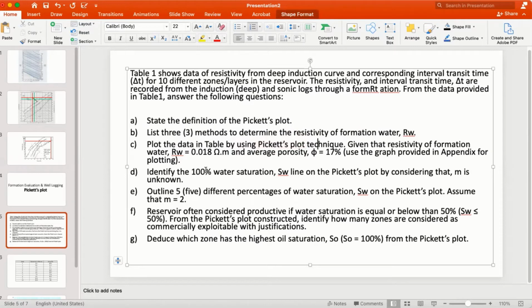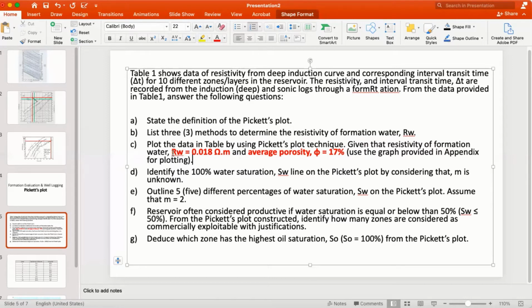Then, given the water resistivity, this is very important. Let me highlight this one in a big red color. And the average porosity is this one. So we are using these two things. Before this, I interpreted these two as the same thing, like a point on the x and y axes, but actually they are two separate things.